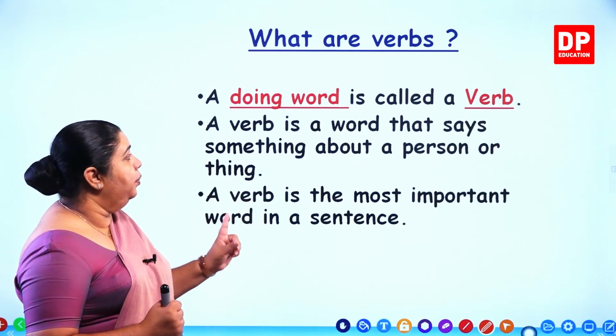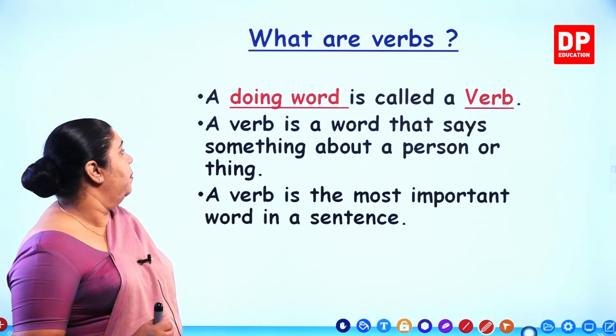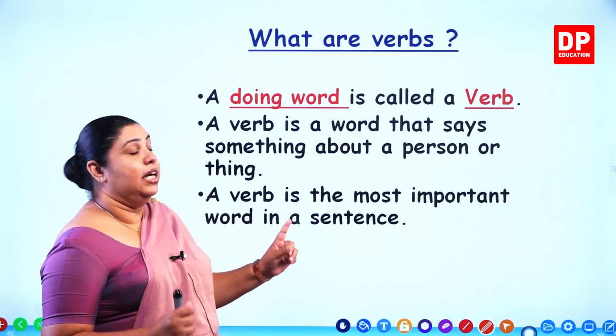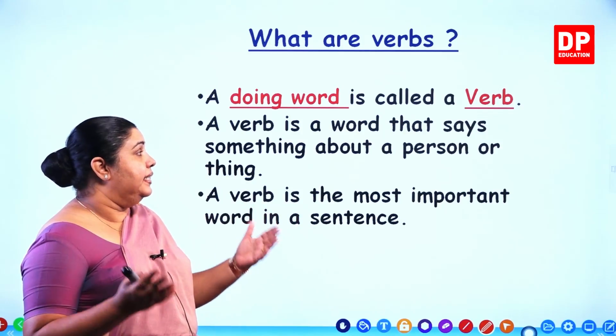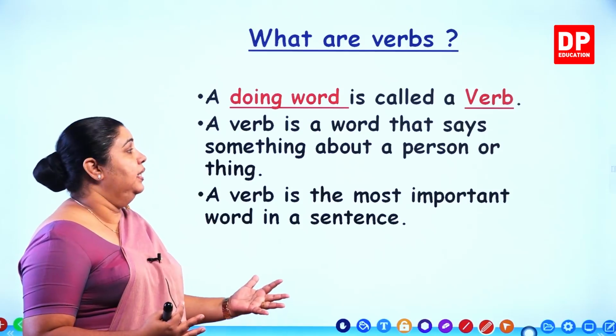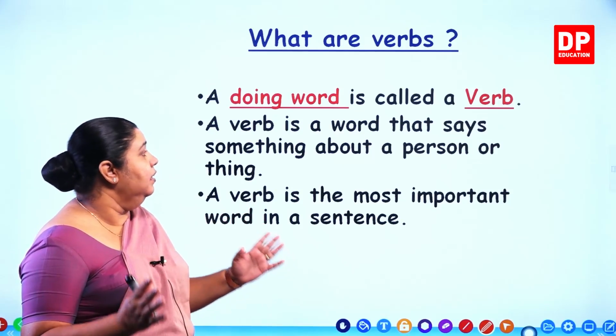A doing word is called a verb. A verb is a word that says something about a person or thing.